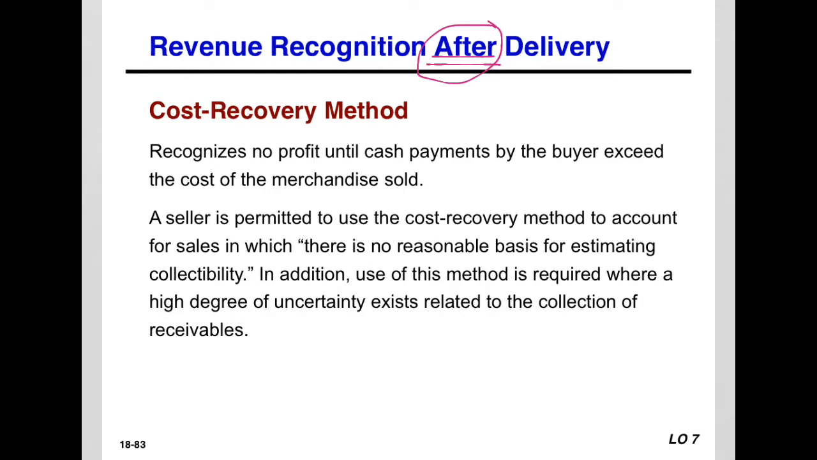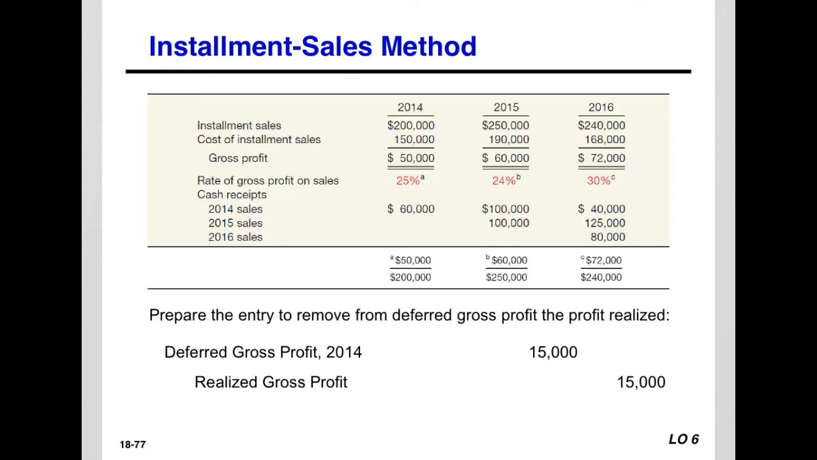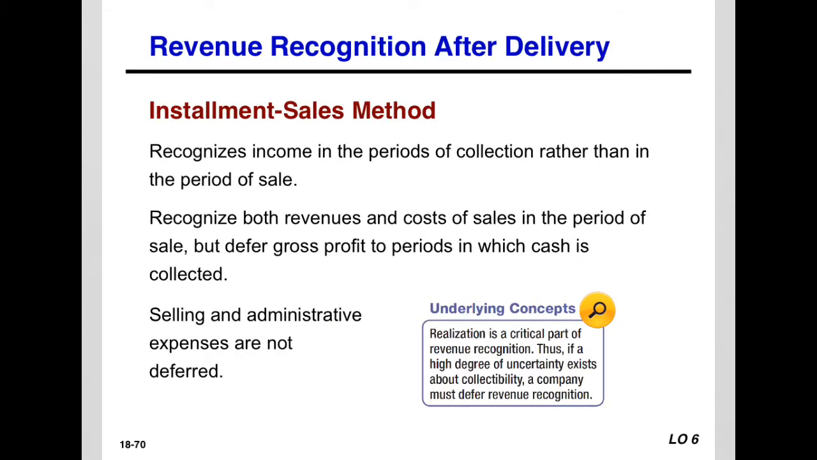Why? Well, in the two methods we're going to look at, the installment method is the first one, which is also after delivery. The reason we're going to hold off recognition of revenue is because we have a doubt as to collection. That's what the whole thing is, a doubt as to collectability on the sale.